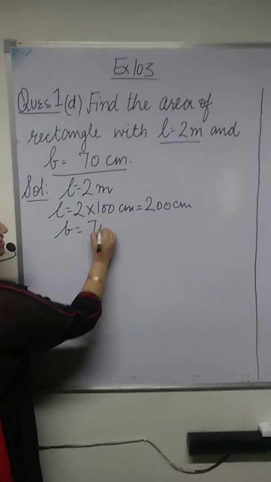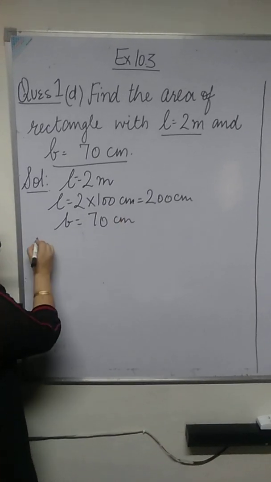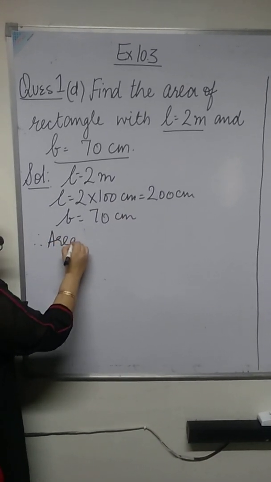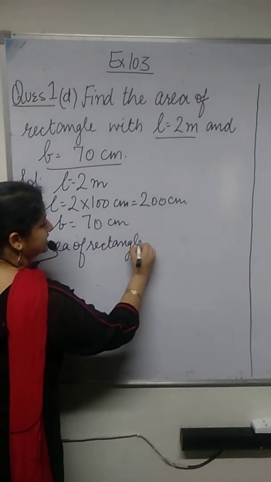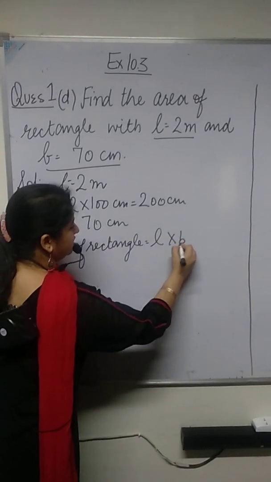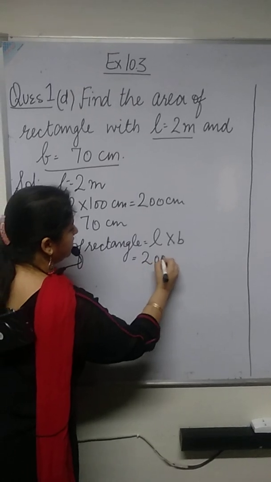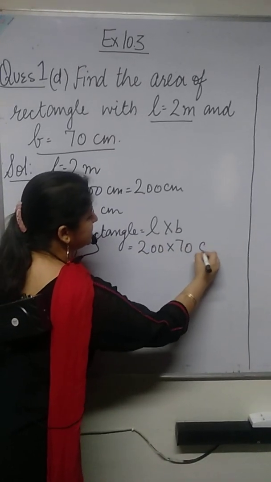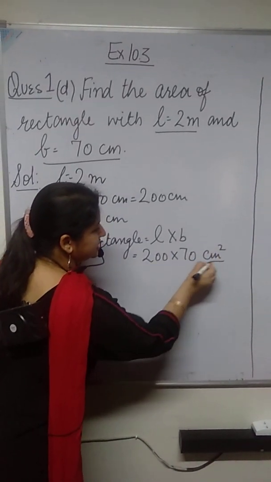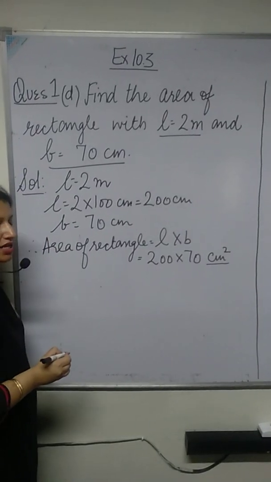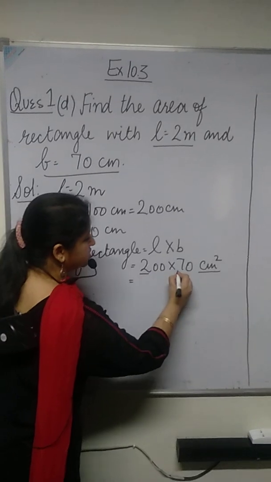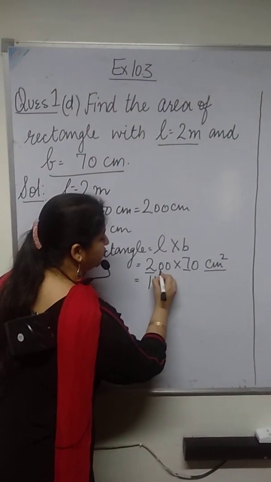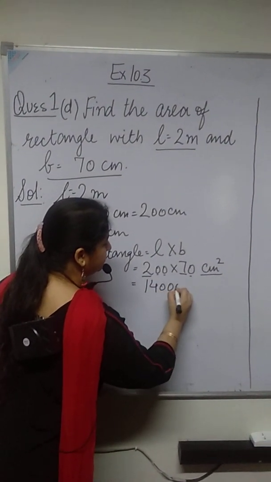Breadth is 70 centimeters. Therefore, area of rectangle, you people know the formula, it is length into breadth. Therefore, 200 into 70 centimeter square. These are the units of area, square centimeter or centimeter square. So if we multiply, 2 sevens are 14 and you can put 3 zeros with it.